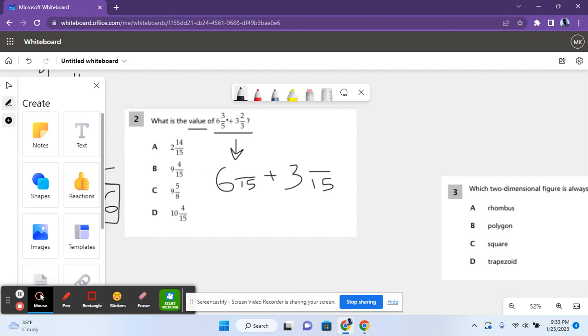So you also have to do 3 times 3. 3 times 3 is 9. So 6 and 9/15 plus 3 and what over 15? 3 times what equals 15? 3 times 5 equals 15. What is 2 times 5? 2 times 5 is 10. So now you have to add the whole numbers.